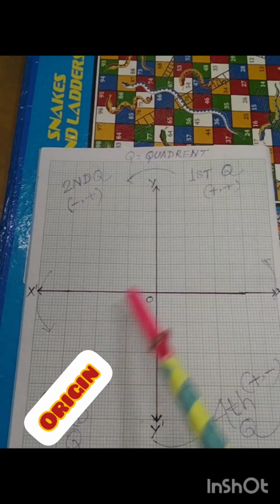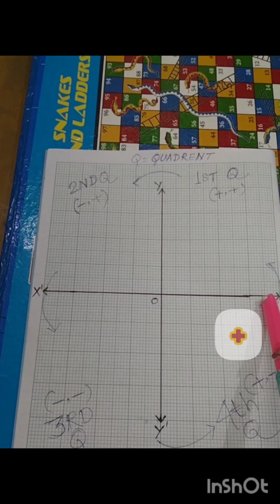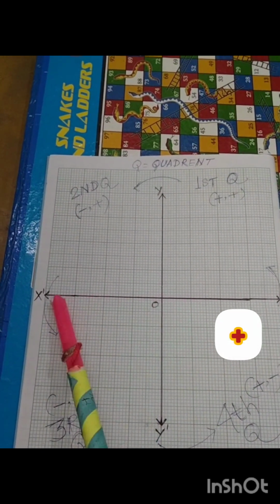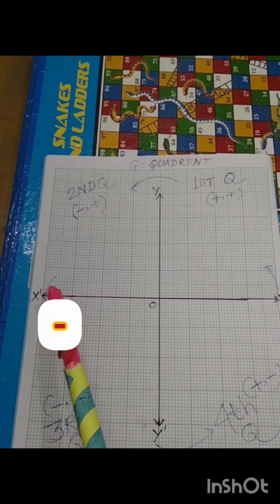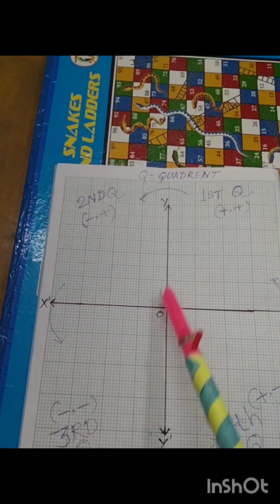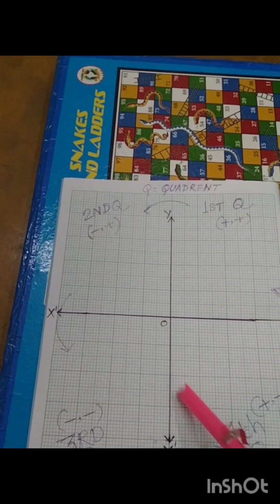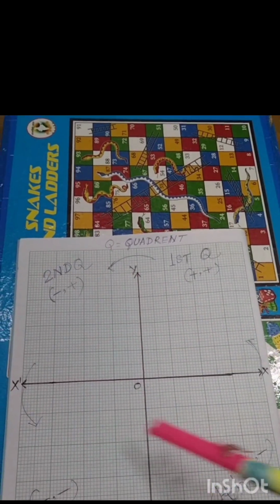Now if we move from the origin to the right side, that will be the positive x-axis, and if we move to the left side from the origin, that will be the negative x-axis. If we move upwards from the origin, that will be the positive y-axis, and if we move downwards from the origin, that will be the negative y-axis. Four places have been created.